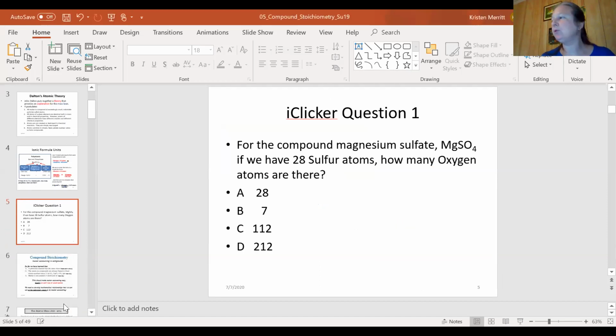So we have this question here. And it says magnesium sulfate, and what I'm writing down is what I have: 28 sulfur atoms. And the question is, how many oxygen atoms? Okay. So let's go back to the whiteboard.